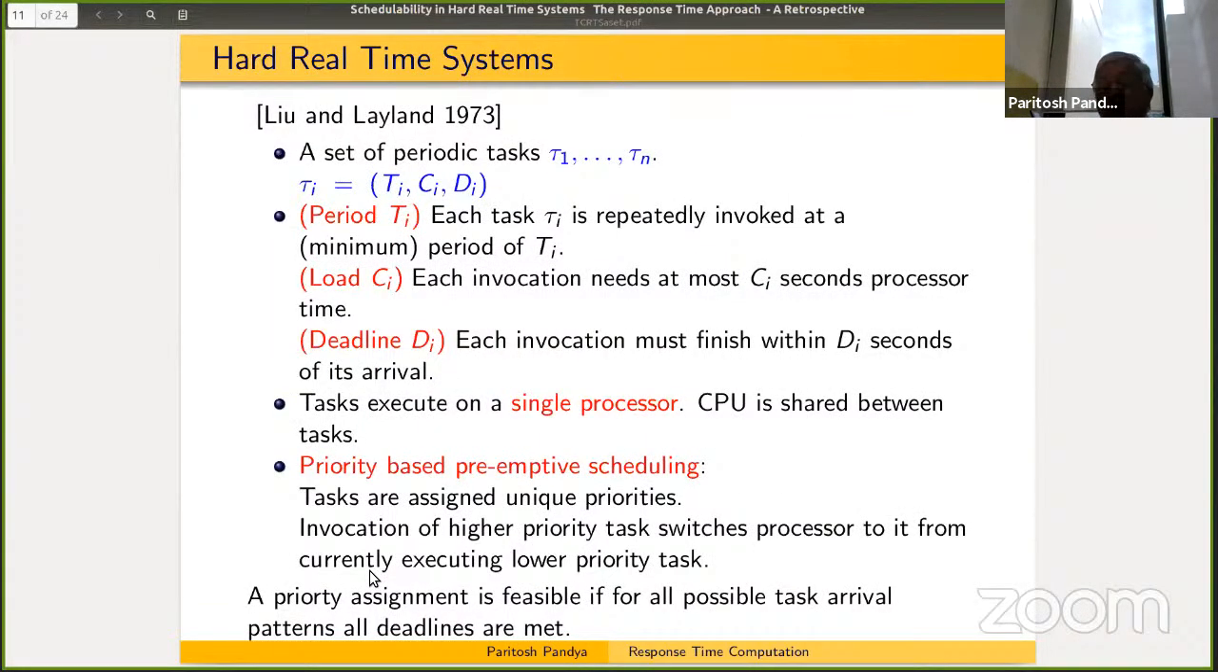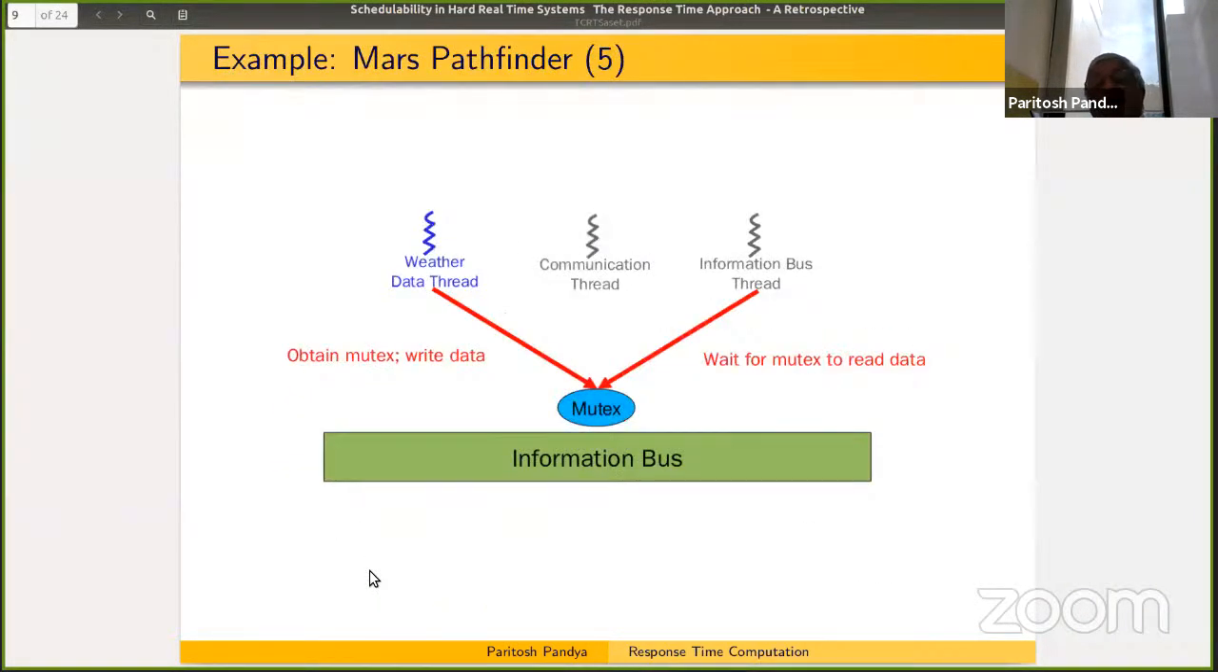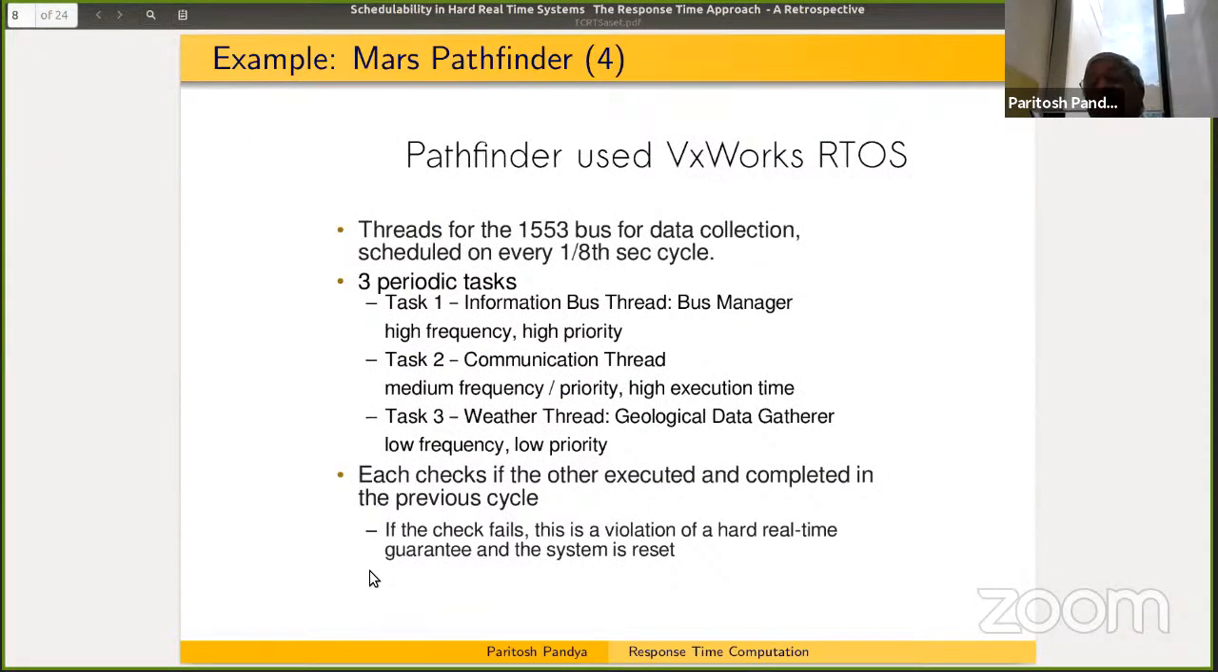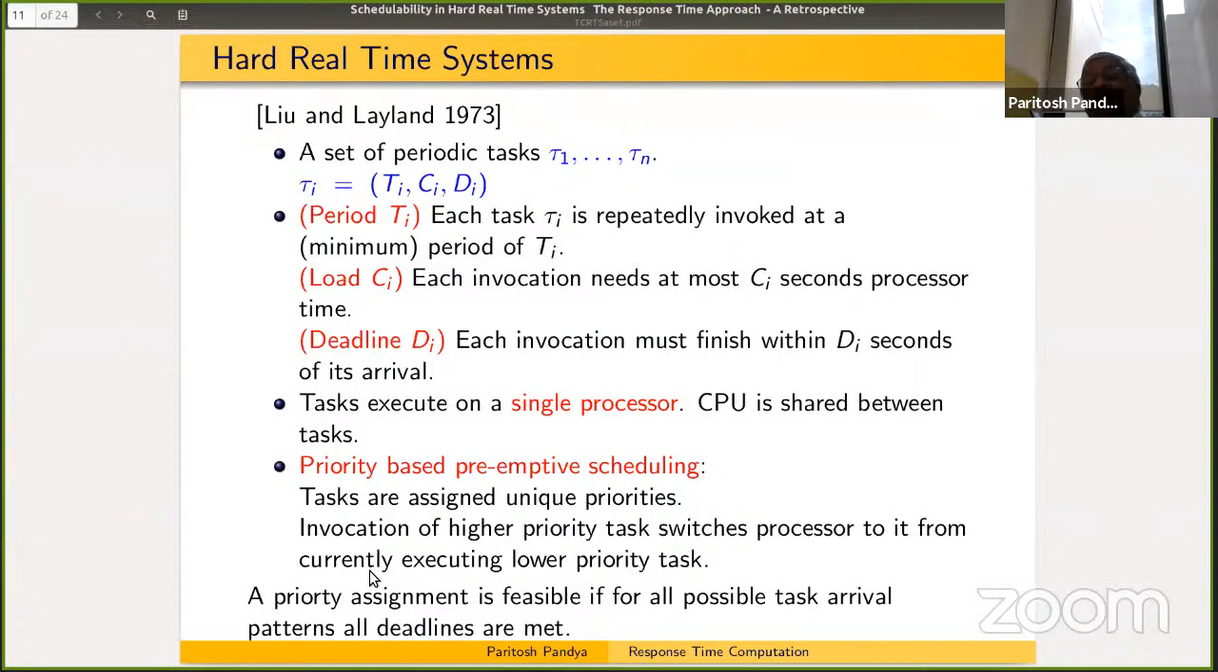Okay, so the modeling of such systems, such as this Pathfinder computation with periodic tasks, a mathematical model to capture its characteristics was given by Liu and Layland in '73, which is the first paper in that list. And it defines something called the hard real-time system. So what is a hard real-time system?